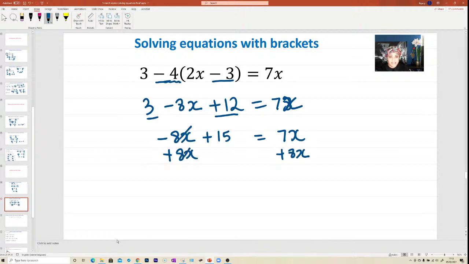So that and that is going to go, and then you have 15 equals to 7x plus 8x, that's 15x. Divide by 15 on both sides, okay? And this is going to give you x equals 1. Okay, guys? Now, did you get that?